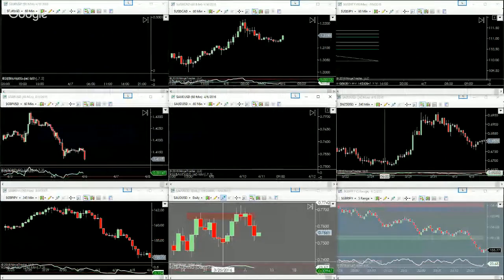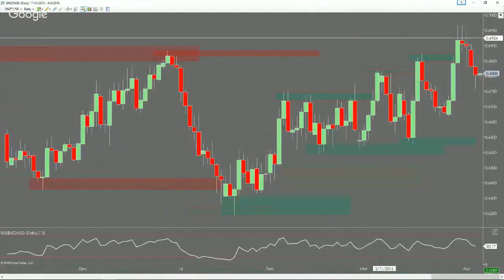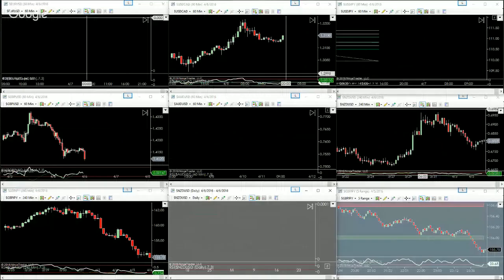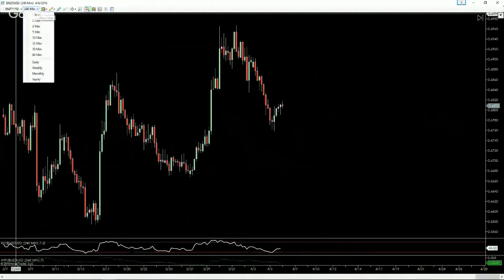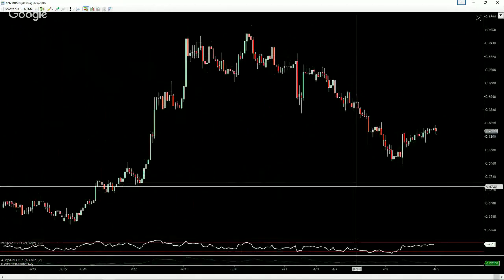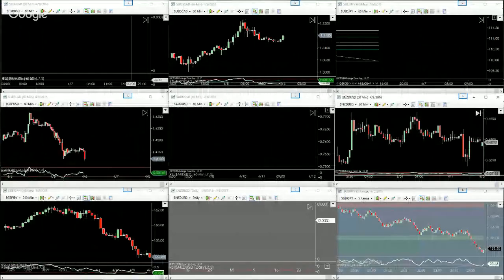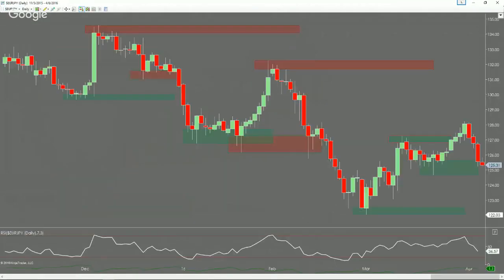So let's go to New Zealand. All right, you see this stair stepping up right there. Let's go to the 240. Nothing there. Let's go to 60. Nothing there. Go to Euro Yen.